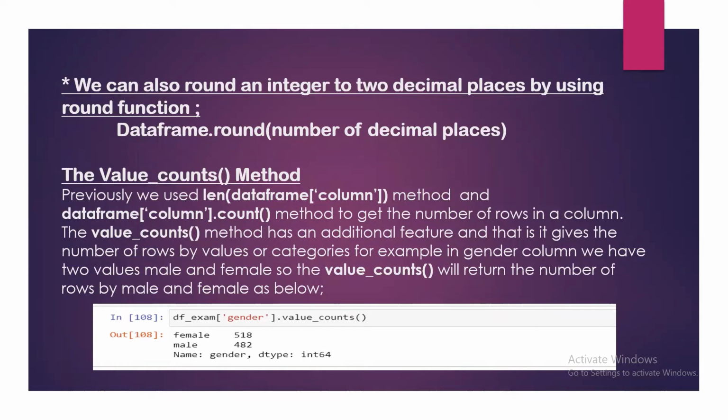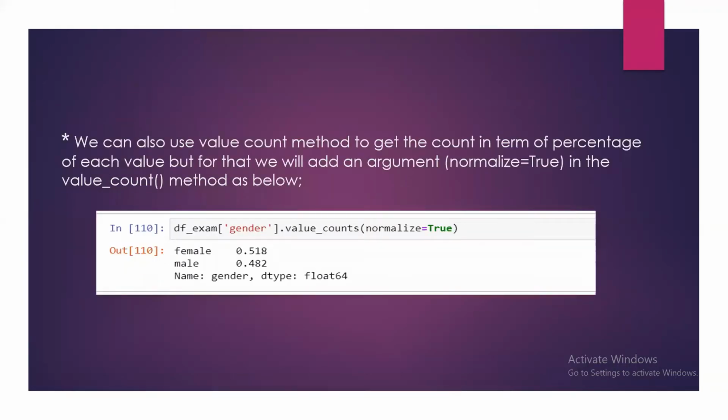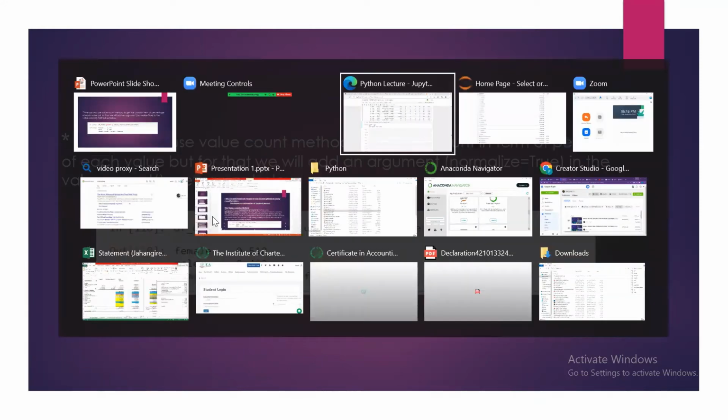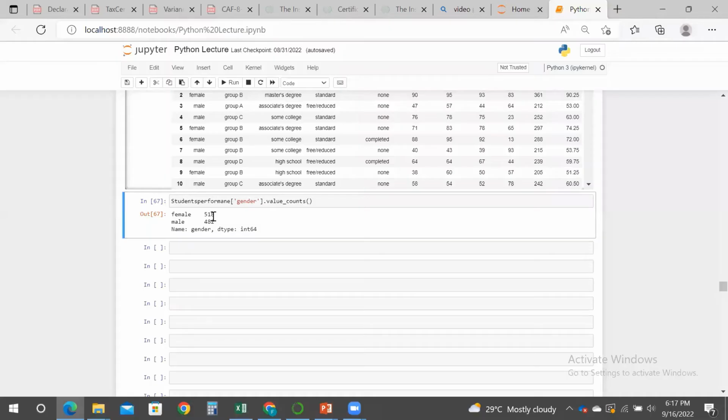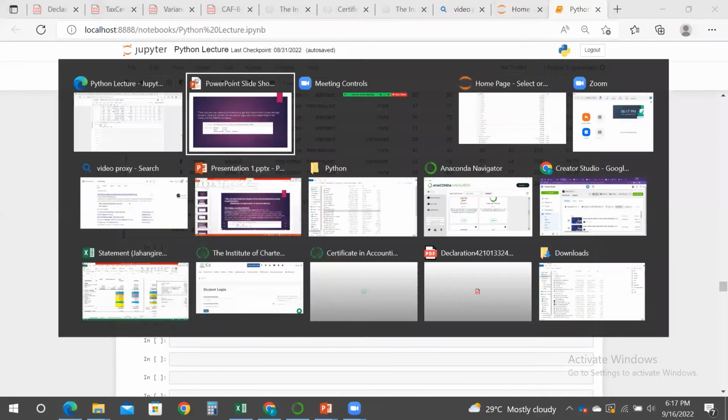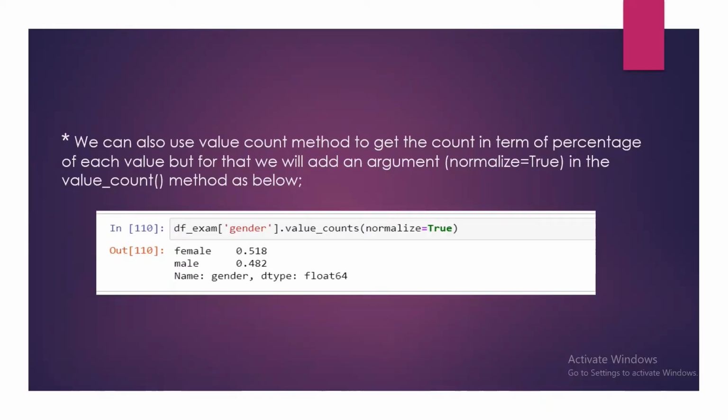So this is the value counts method, which has an additional feature: it counts the number of rows by category, and we can also get the number in terms of percentage. To do that we have to add an argument, which is normalize equals true. When we add this argument inside the parentheses, we get the count in terms of percentage or fraction.